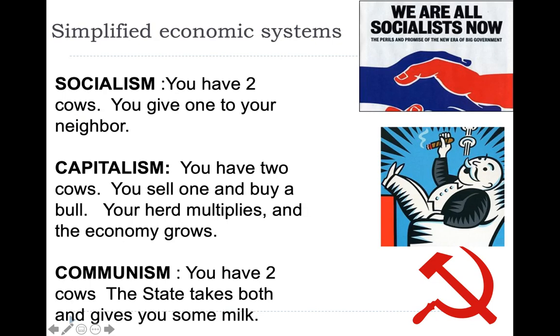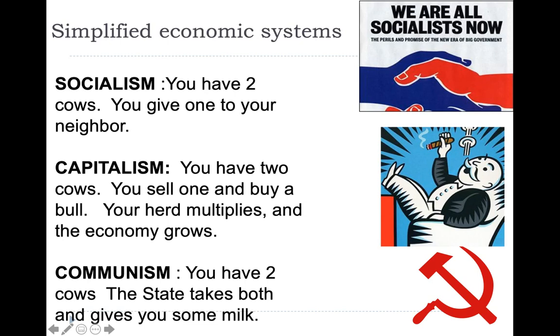Okay. There are easier ways to simplify socialism, capitalism, and communism. So this is the cow analogy. Imagine that you have two cows. If you lived in a socialist country like China, you would give one of your cows to your neighbor. Each of you would then have a cow. Do whatever you want with it.